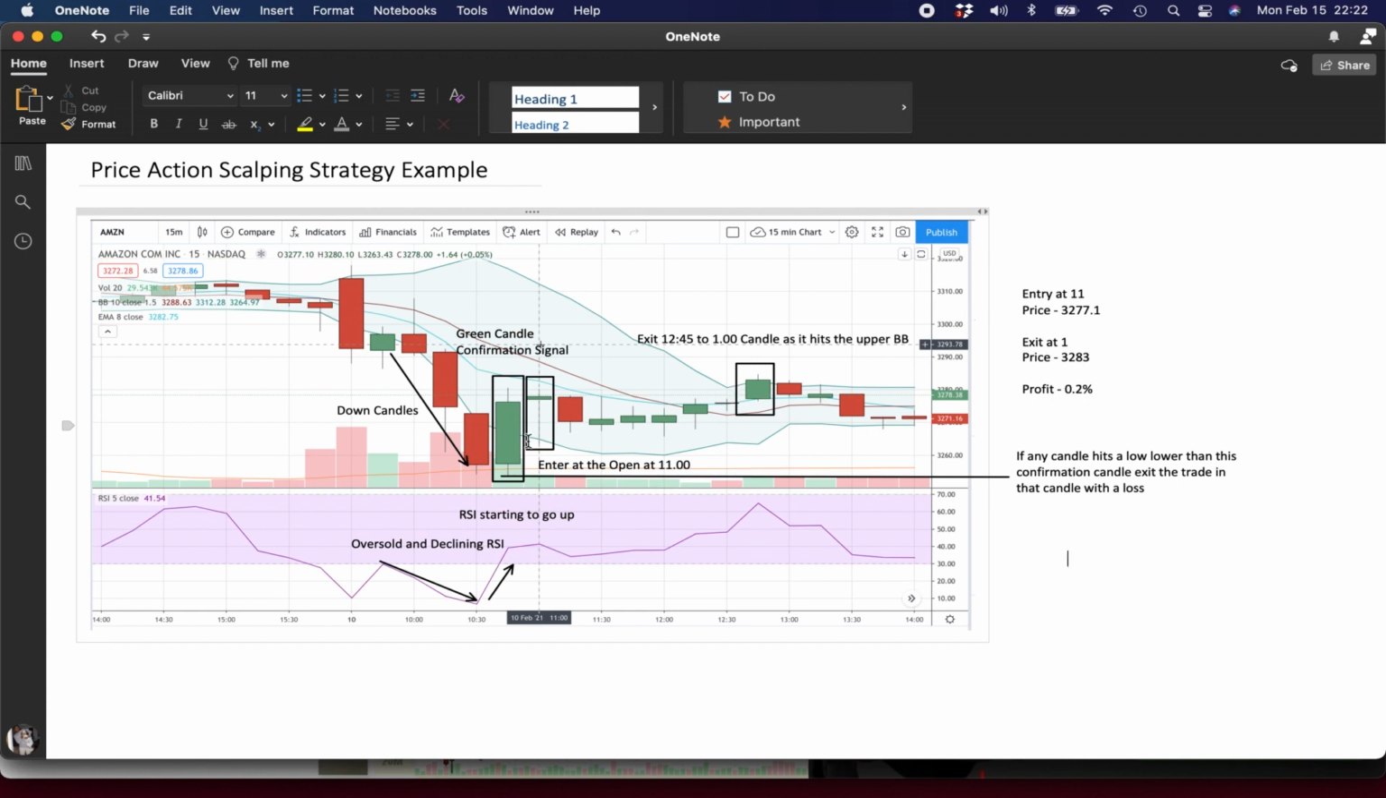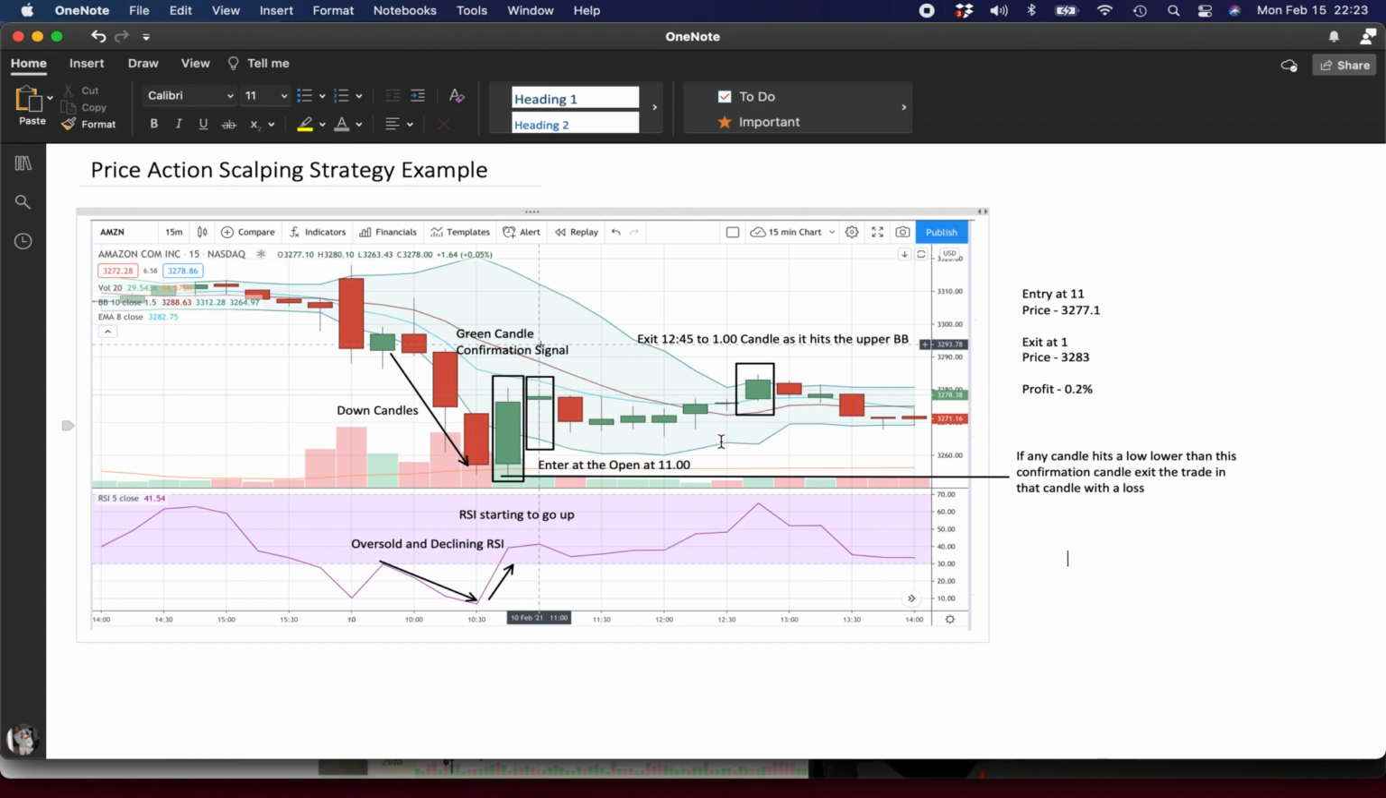Right? In this case, I was lucky. The stock hit the upper Bollinger Bands within a span of 2 hours. So I exit the position at 1 o'clock when it crossed the Bollinger Bands, and then it closed right on it at 3283. Right? So this was a tiny scalp of about 0.2 percent.